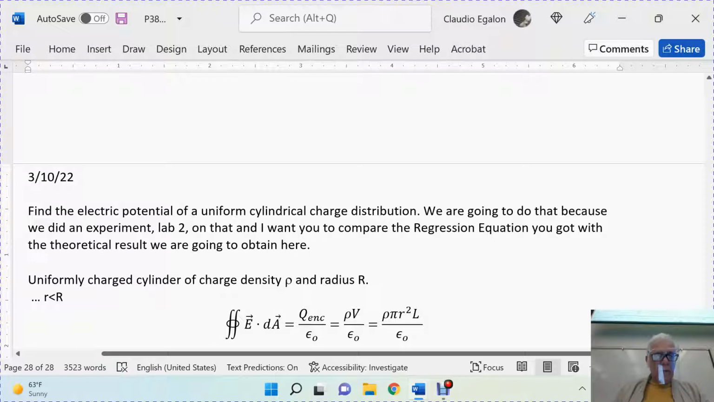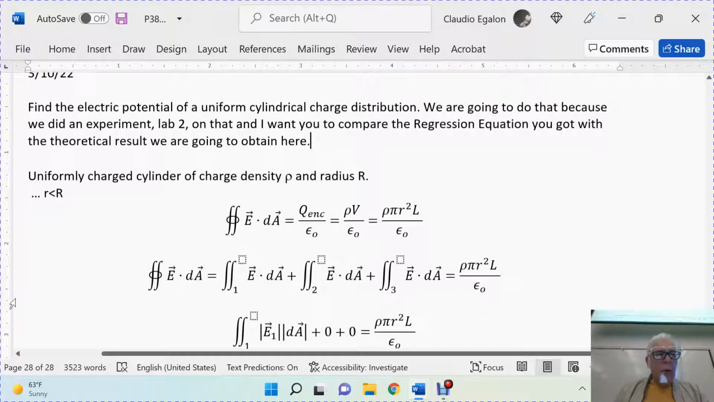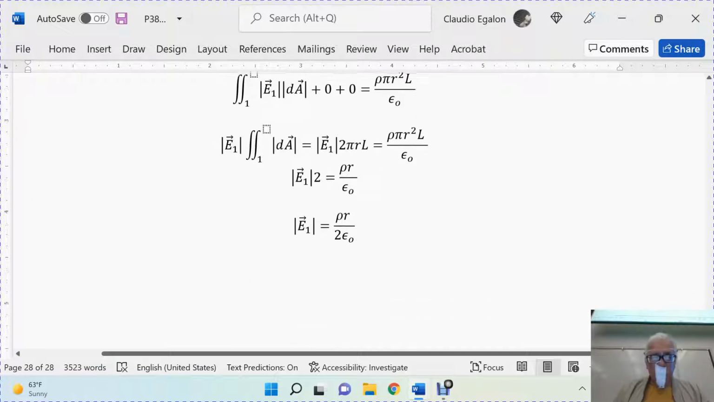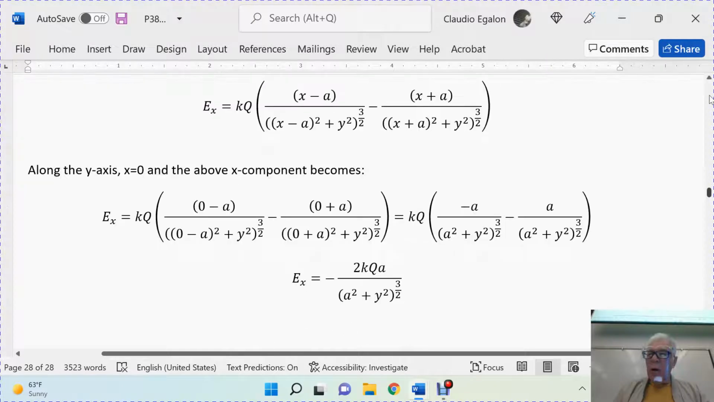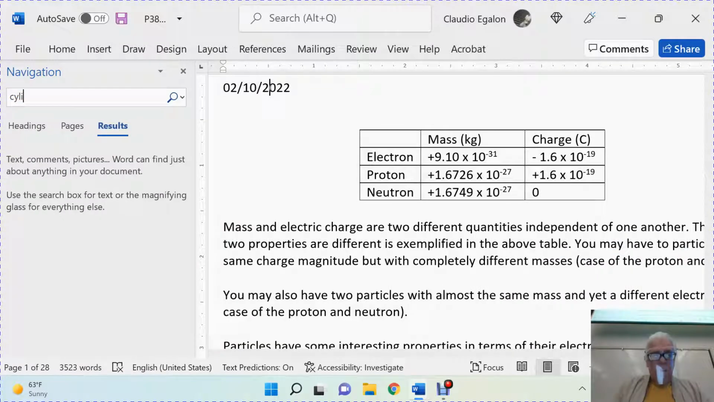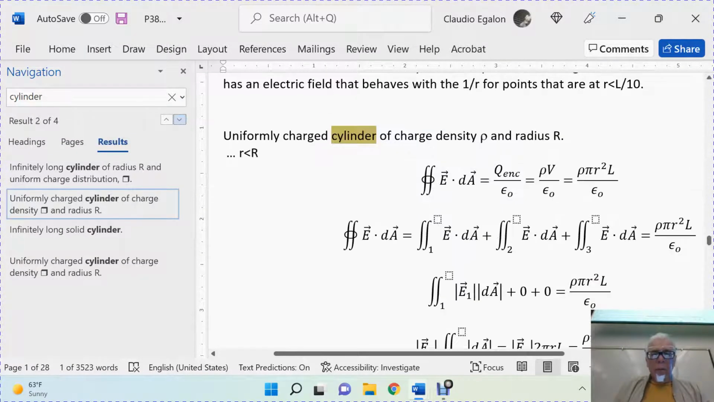Consider a uniformly charged cylinder of charge density rho and radius R. We're not going to do it for r less than R. I need the other result, not this one, which is linear with r. So let's go back here. Long uniformly charged cylinder. Okay, here you go.